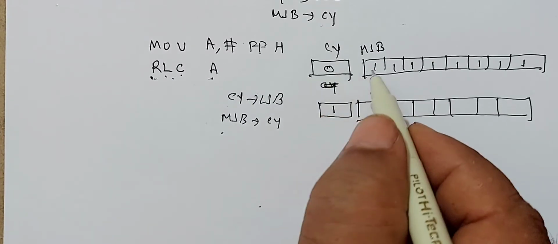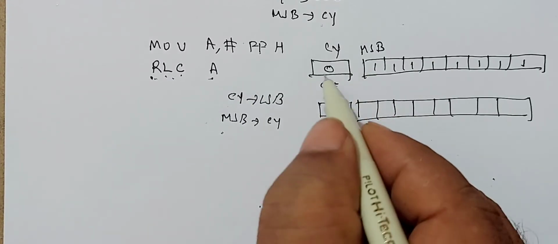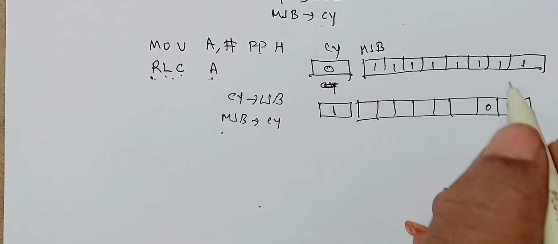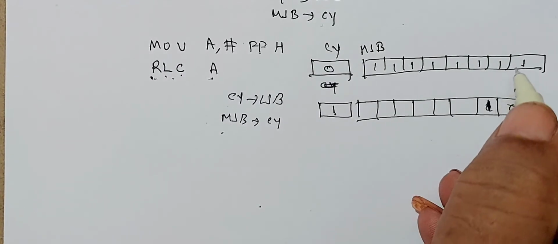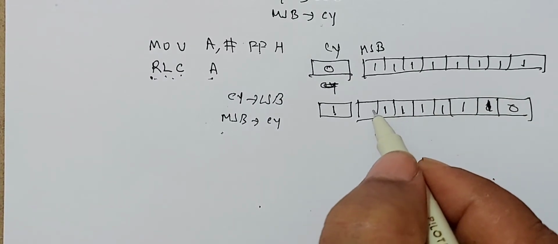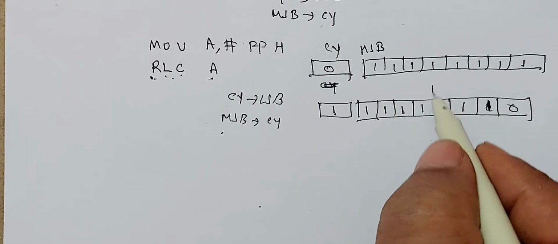Shift this one. So, carry goes to 1. This 0 goes to here. This one is shifted here because we are shifting to the left. This one is shifted here. In this way, we get all 1. Now what is the value?